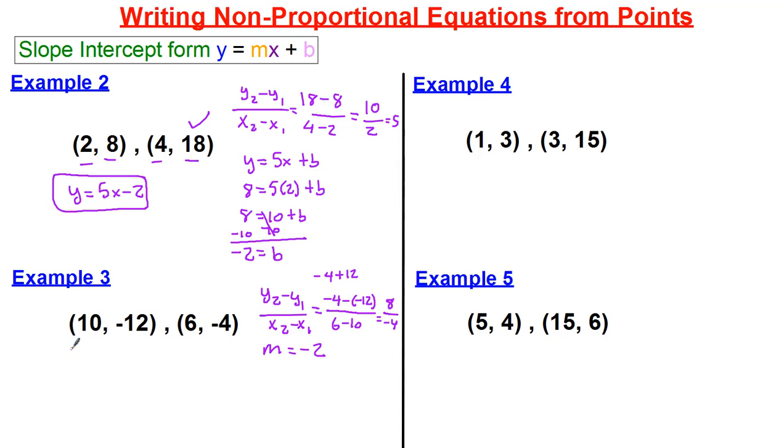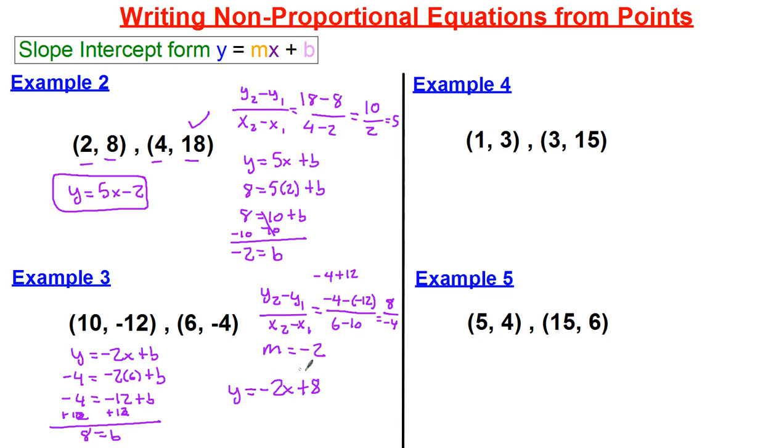Okay, now let's solve. Y equals negative 2x plus b. Alright, so let's use this point. It says that my y value is negative 4, and my x value is 6. So all I'm doing is plugging in. Negative 4 is equal to negative 12 plus b. Then I just add 12 and add 12 to each side in order to get rid of it. So negative 4 plus 12 is 8. So my b value is 8. So my equation should be y equals negative 2x plus 8.